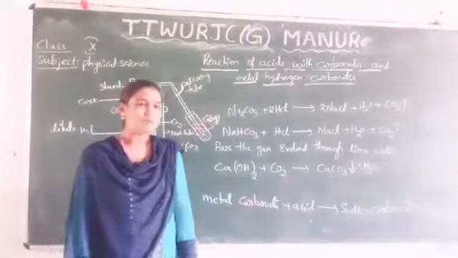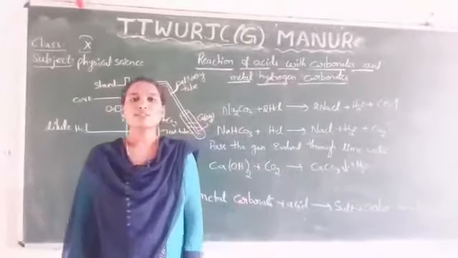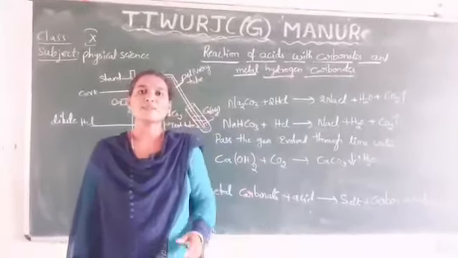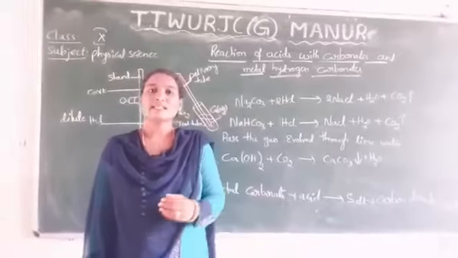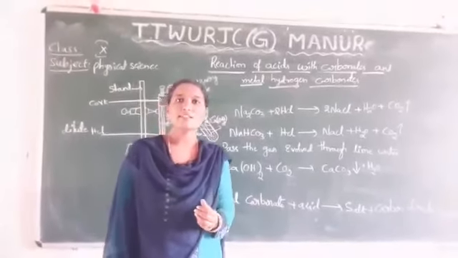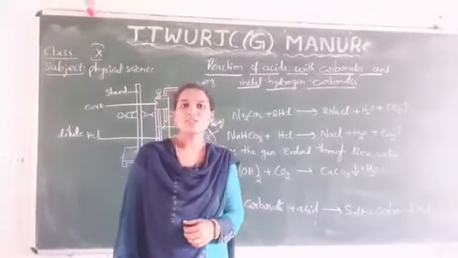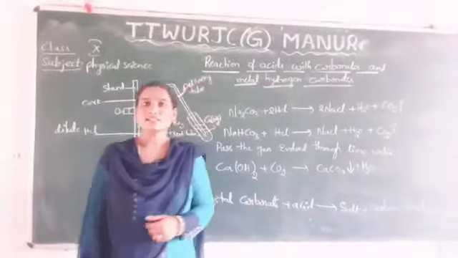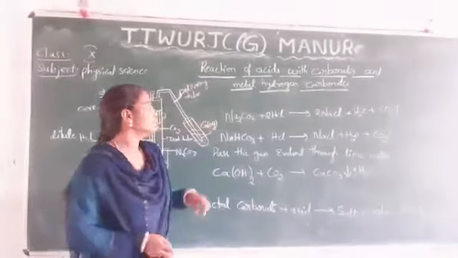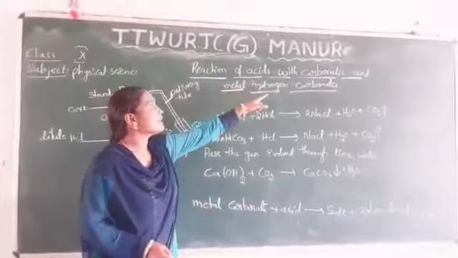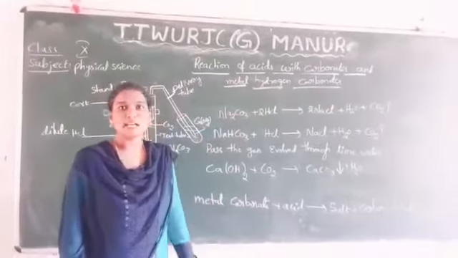Today we are going to discuss the reaction of acids with carbonates and metal hydrogen carbonates. In the last class we discussed the lab activity of the reaction between acids and metals. When acids react with metals, what happens? It evolves hydrogen gas, which we discussed in the last activity. Now, today, when acids react with metal carbonates, what happens?